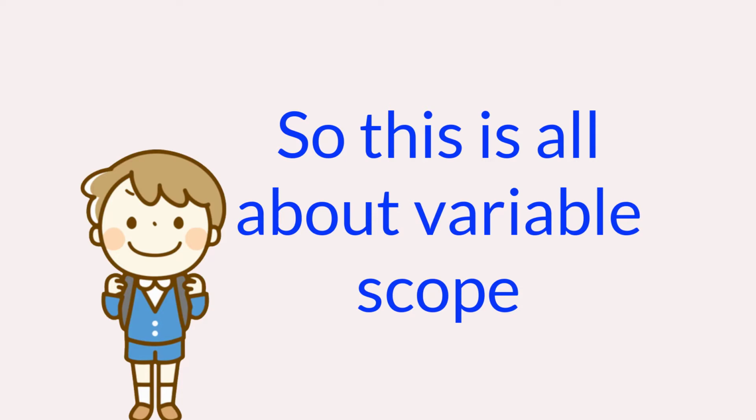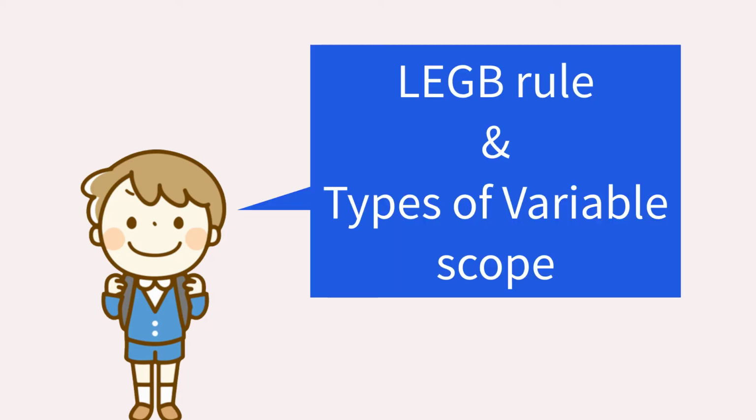So we have reached the end of this video. In the next video, we shall see about the LEGB rule and the types of variable scope.